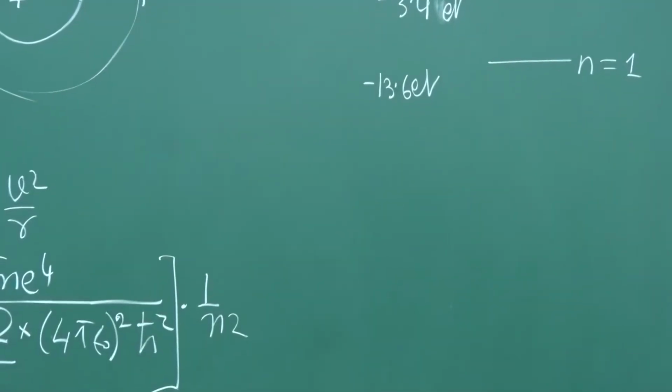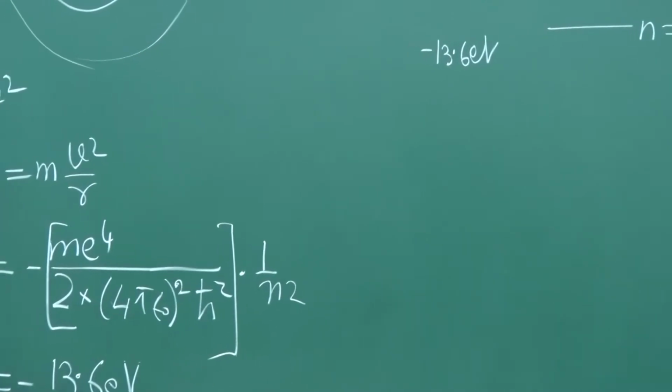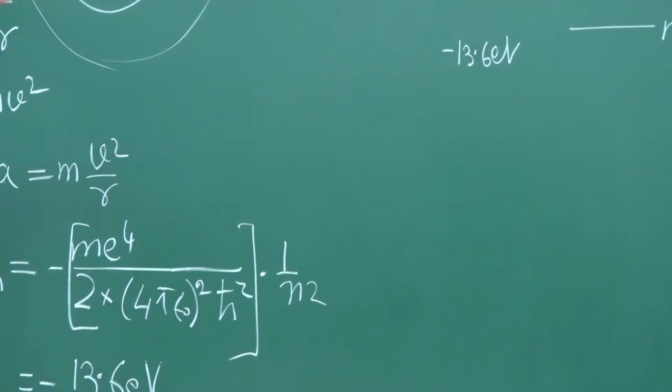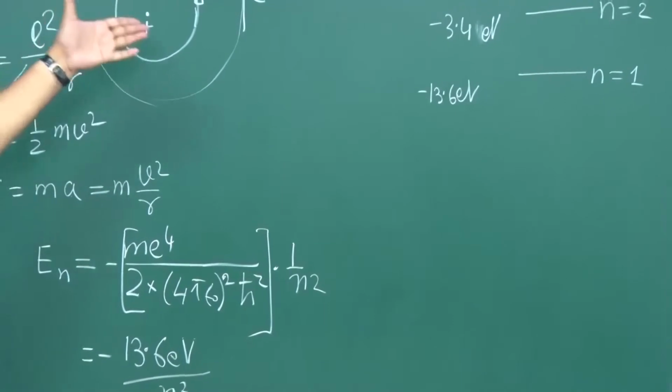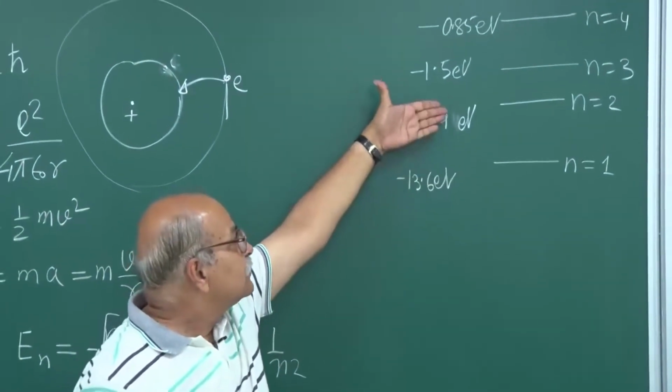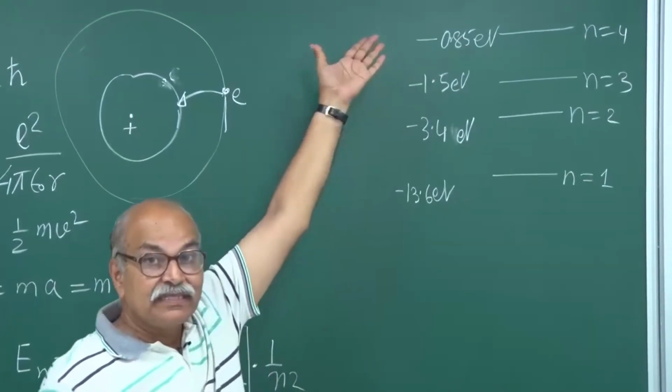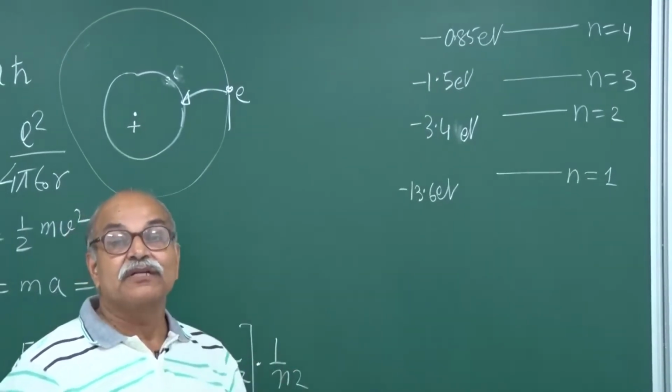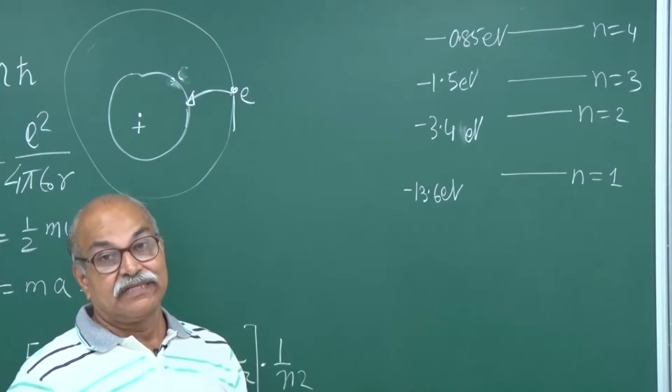So this was to get the allowed energy levels. This hydrogen atom can have this energy or this energy or this energy, depending on which circular orbit this electron is going.